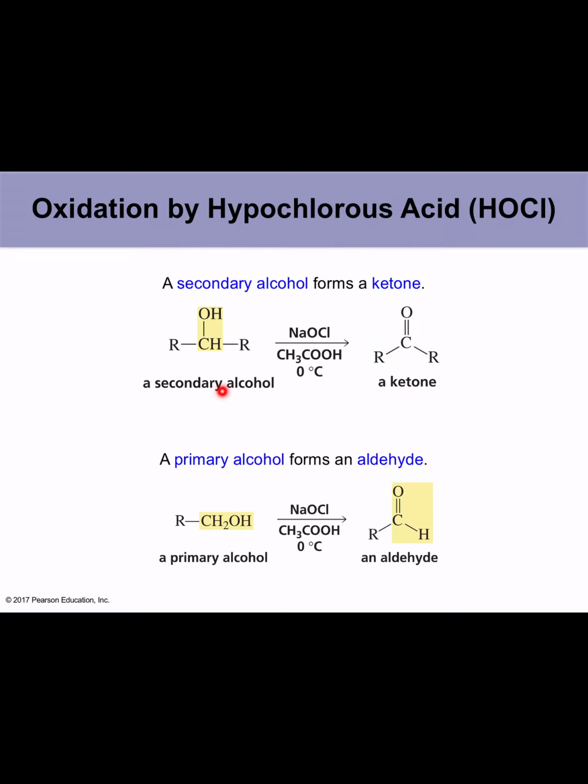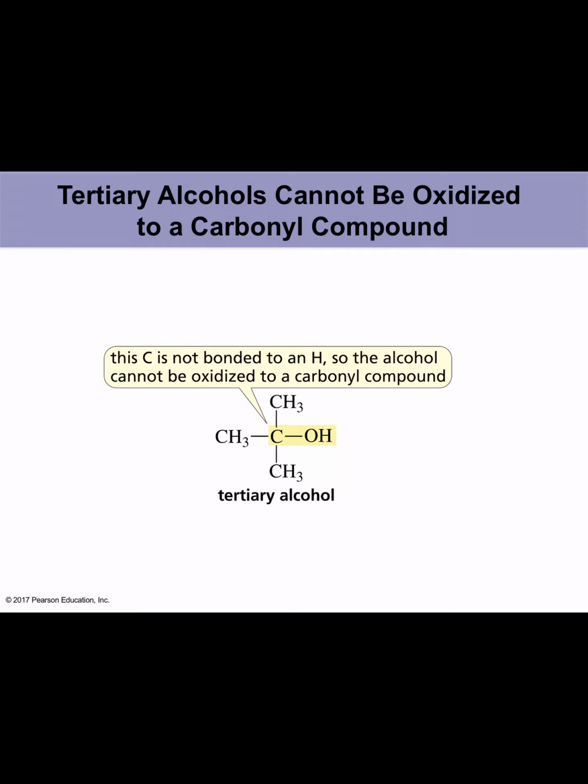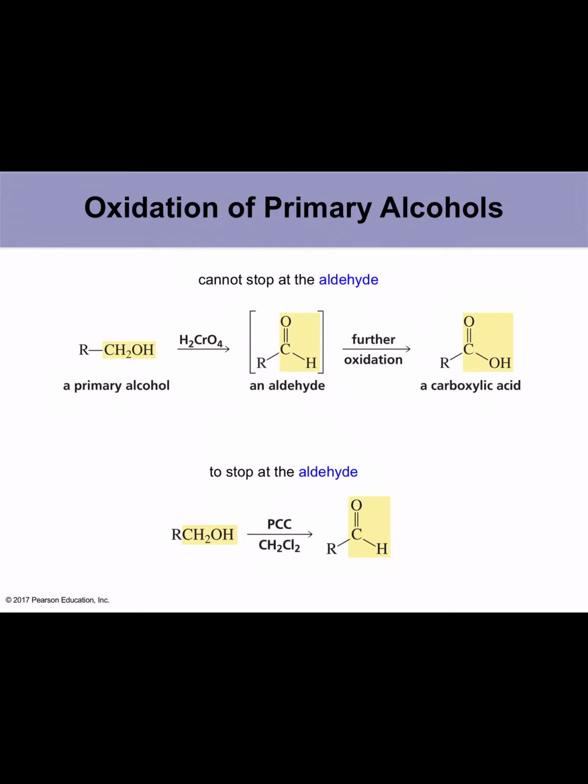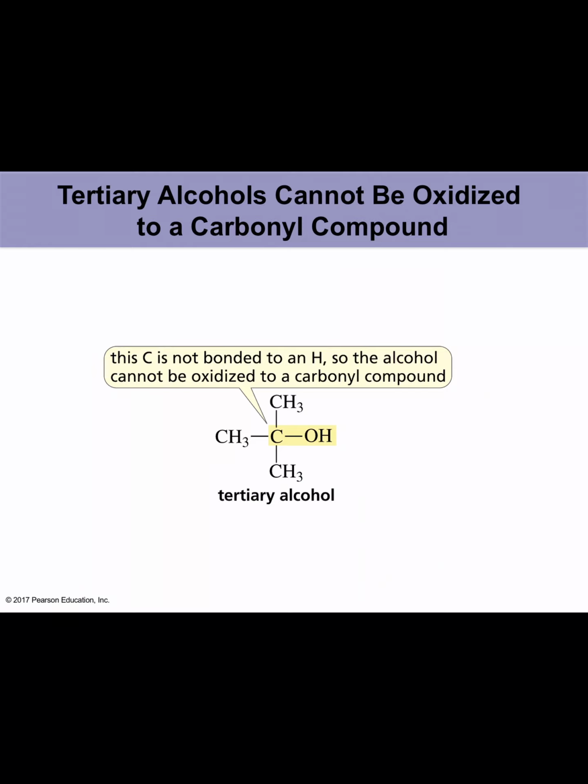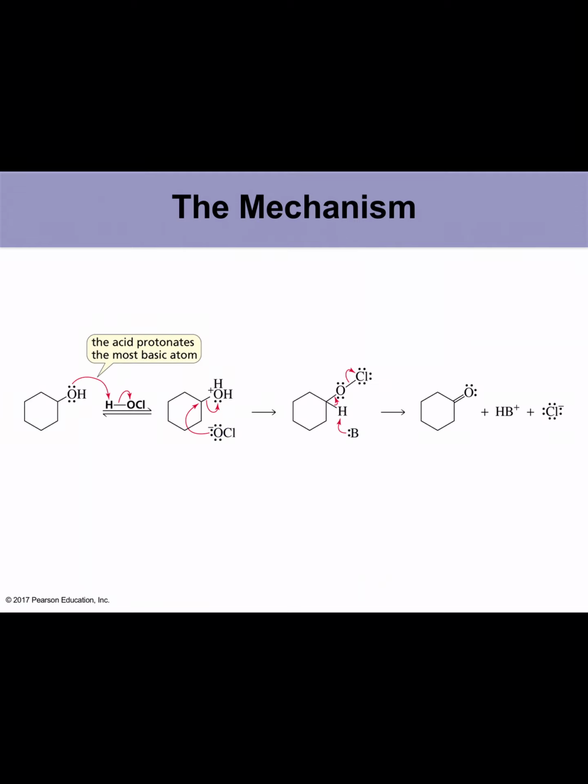Oxidation by hypochlorous acid, HOCl. If you have a secondary alcohol, hypochlorous acid in the presence of acetic acid can give you a ketone, another reagent that you can use to oxidize a secondary alcohol. If you use hypochlorous acid on a primary alcohol, it can stop at the aldehyde. So we found two reagents that can convert a primary alcohol to an aldehyde. One is hypochlorous acid, and the other one is PCC in the presence of dichloromethane.